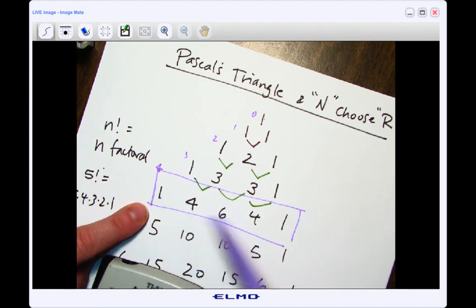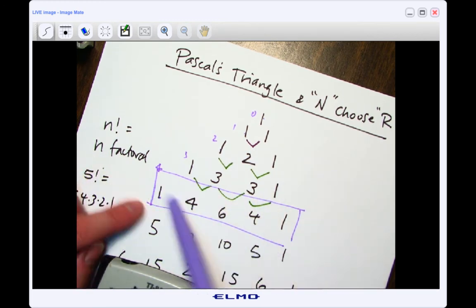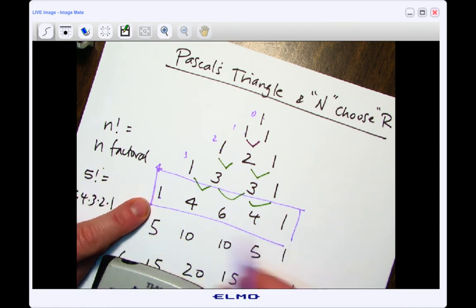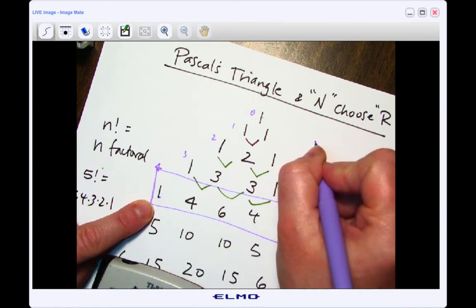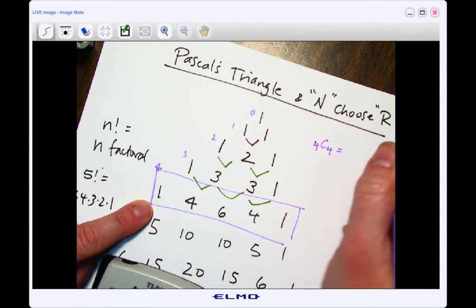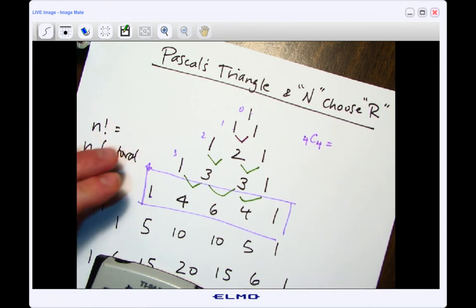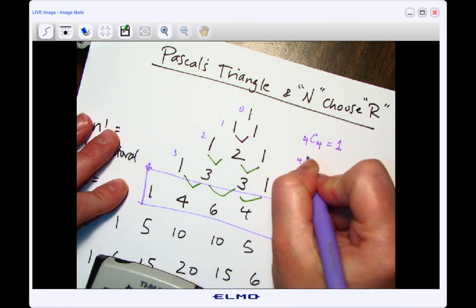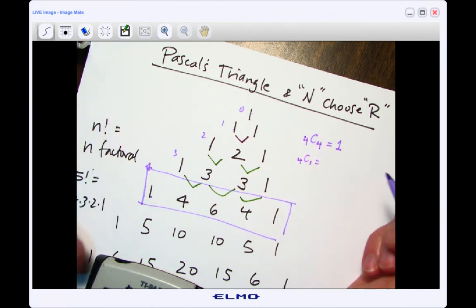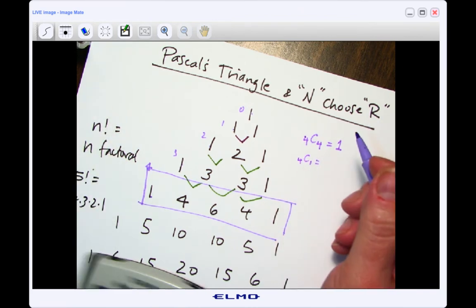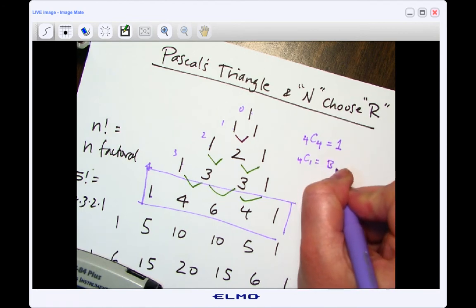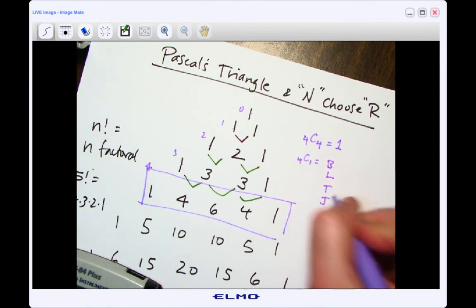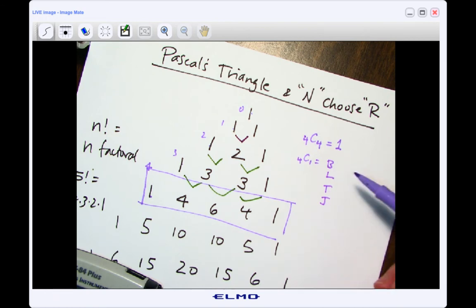Okay. So if this is the 4th row, these numbers are kind of like the numbers n choose r. So this first one would be 4 choose 4. So if you had 4 people and you needed to pick 4, how many different ways could you pick 4 people? Well, there would be only 1, right? And the next one is 4 choose 1. If you had 4 people and you only needed to choose 1, and it's, I don't know, B, L, T, J, we'll just use the same people's names. So if I could pick this person or this person or this person or this person, there'd be 4 ways to do that. Right?